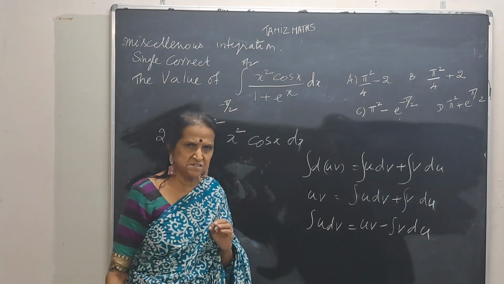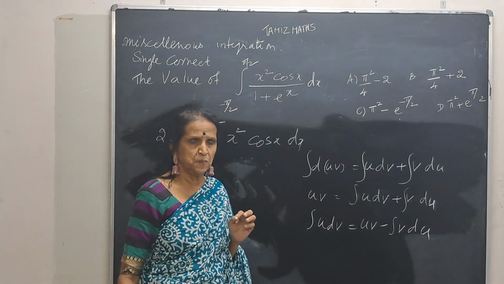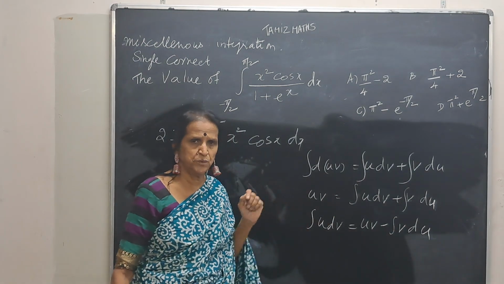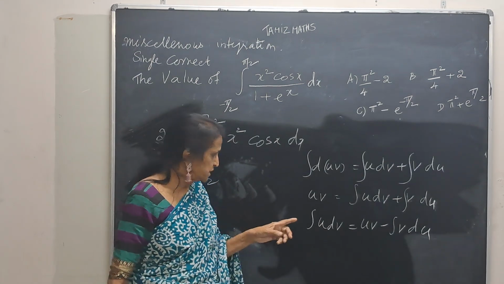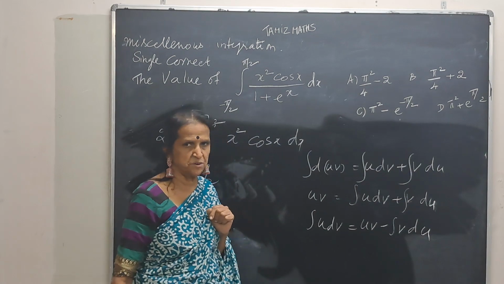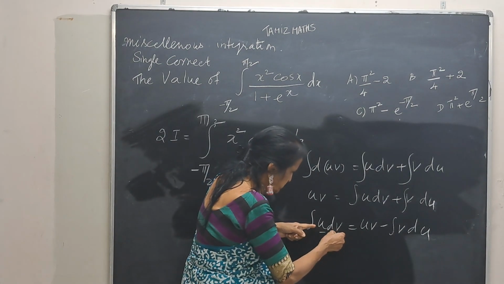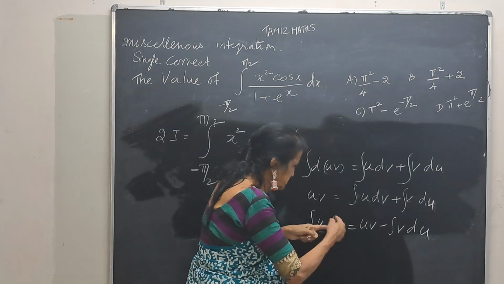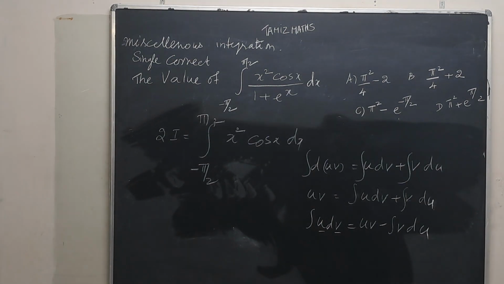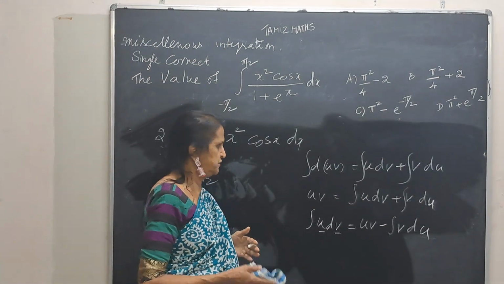They have different ways to teach you this, but I always prefer this, and in my experience students say yes, we are able to get it very well, but it's your wish. u dv, a function and the derivative of another function, will be first function, second function, minus second function, differential of the first function. This is how we do it. Of course, different people have different ways to do it.